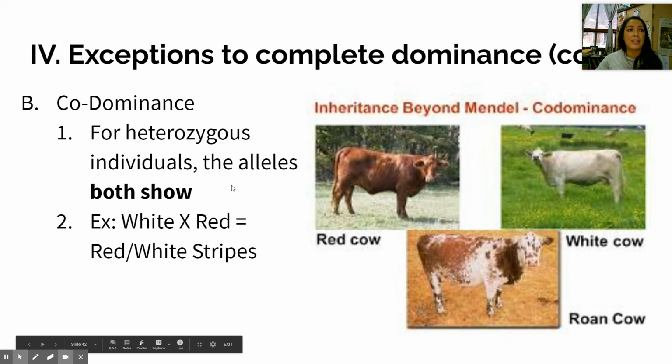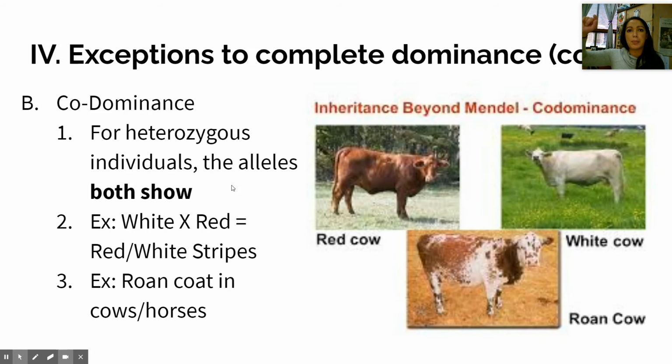Sometimes you'll see it written as a little superscript, meaning the letter that shows the color is tiny and high up, like an exponent. Sometimes you'll see it written that way as well. Another example of an exception to those complete dominant situations is called codominance. This is where you don't have one color dominant over the other completely, but what you see on an offspring that has both traits is not a blend of the two, but you'll see both dominant traits showing up in spots or stripes.